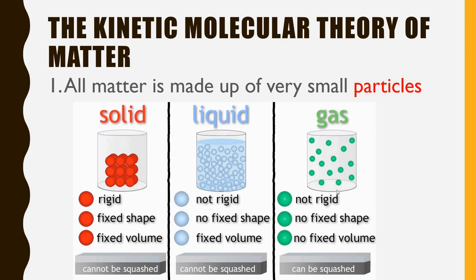Gases, not rigid, no fixed shape, and no fixed volume. They can be squashed. So we see a lot more space. They're moving fairly freely, and they can be squashed because there is so much space in between. You can push those particles closer together.